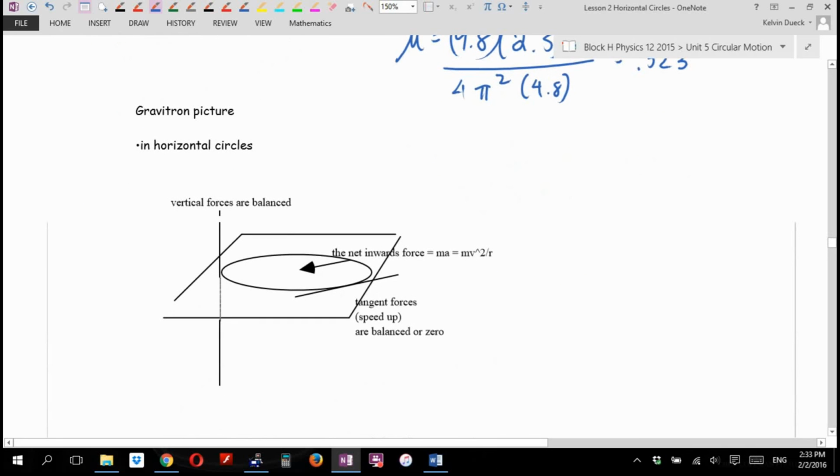Okay. Gravitron picture I already showed you. So in horizontal circles, the vertical forces are balanced. The net force is inwards. It's ma, which is v squared over r, or m4 pi squared r over t squared. And you're not speeding up or slowing down.